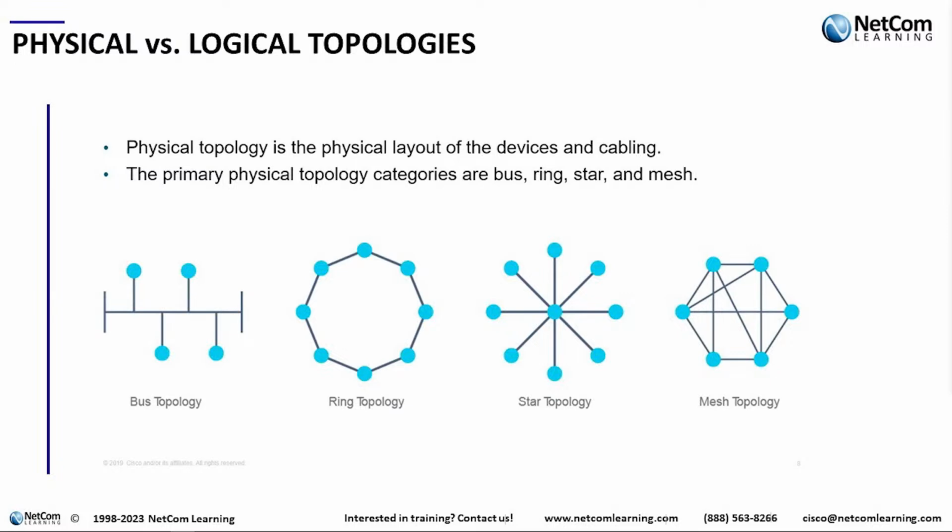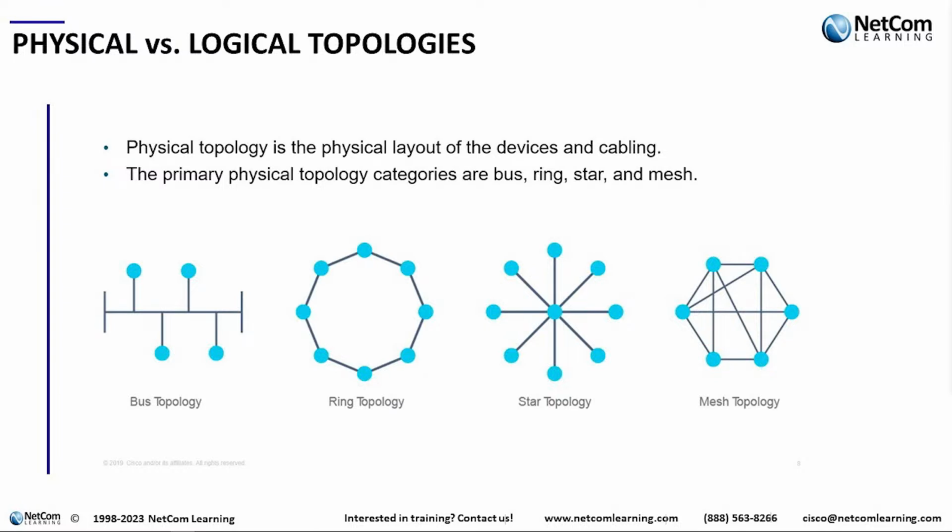It requires a little more cable length than a linear bus topology. And if one of the devices in your network switch fails, everybody else is still connected.